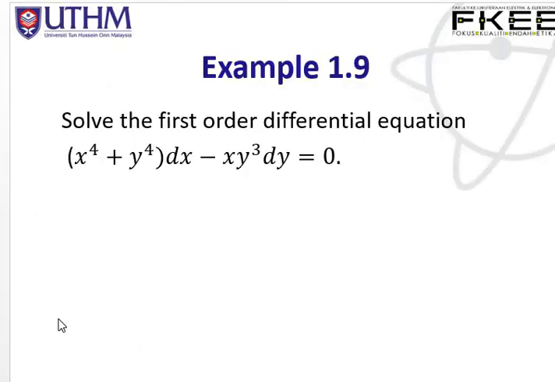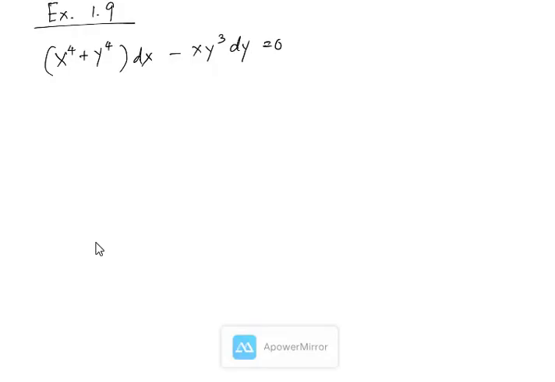Now let's look at another example. Solve the first order differential equation of x power 4 plus y power 4 dx minus x y power 3 dy equals 0. So obviously this is a homogeneous differential equation. To do this, we rearrange the equation into dy over dx equal to x power 4 plus y power 4 divided by x y power 3.